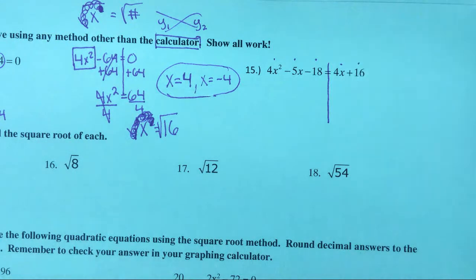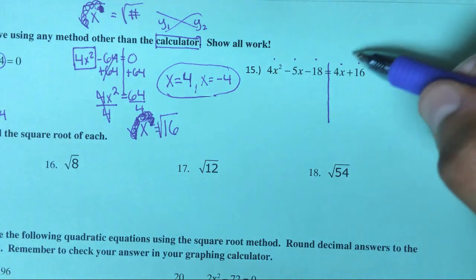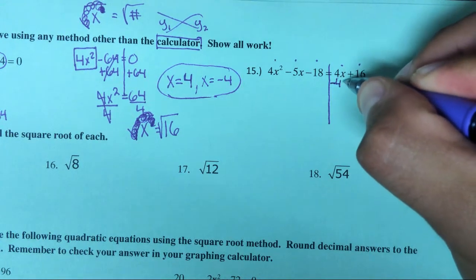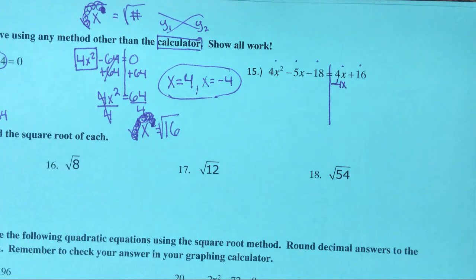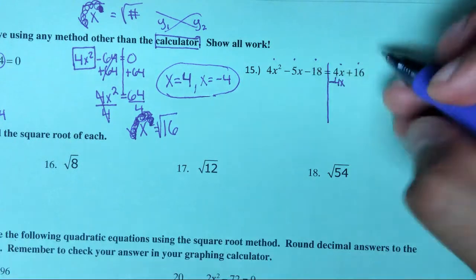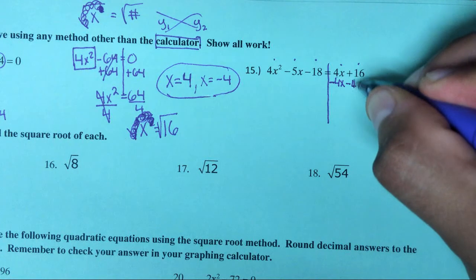So let's go ahead and do this all in one step. To move my 4x to the other side, I'm going to do the opposite sign, so I'm going to subtract 4x. In the same move, I'm also going to move this 16 to the other side, so I'm also going to do that opposite move. So that's going to be minus 16.